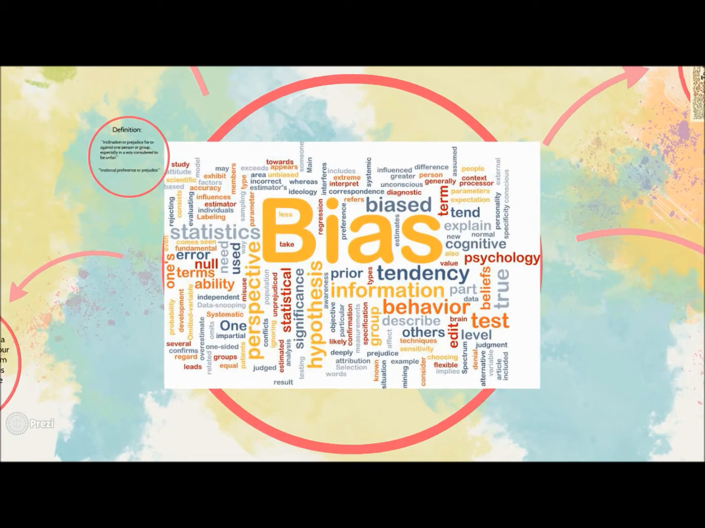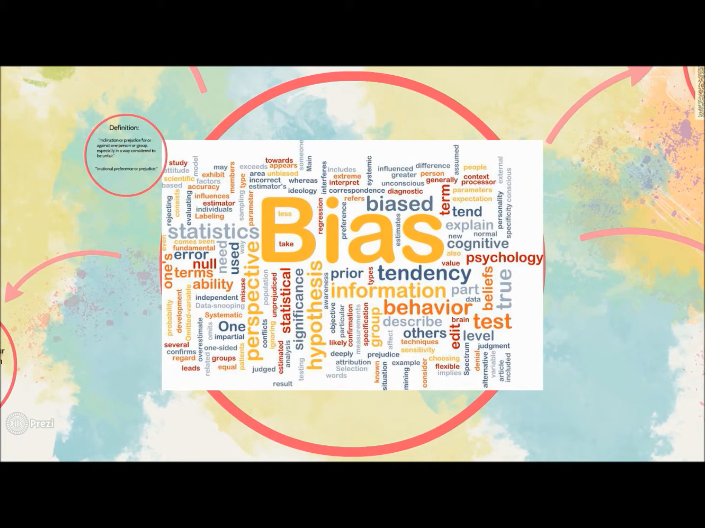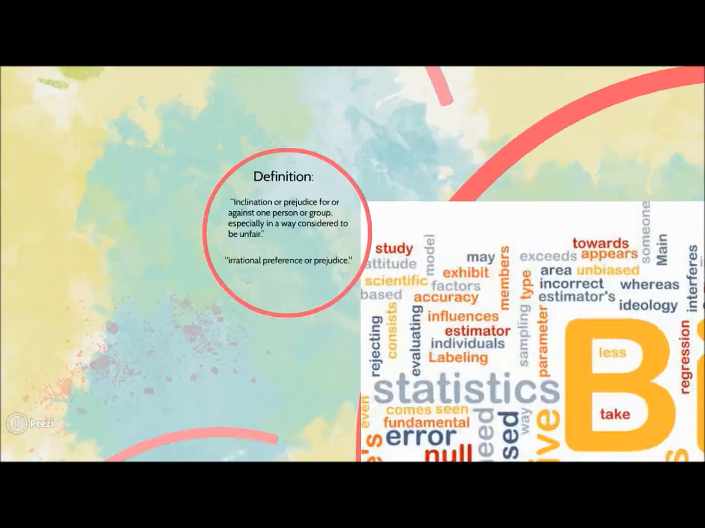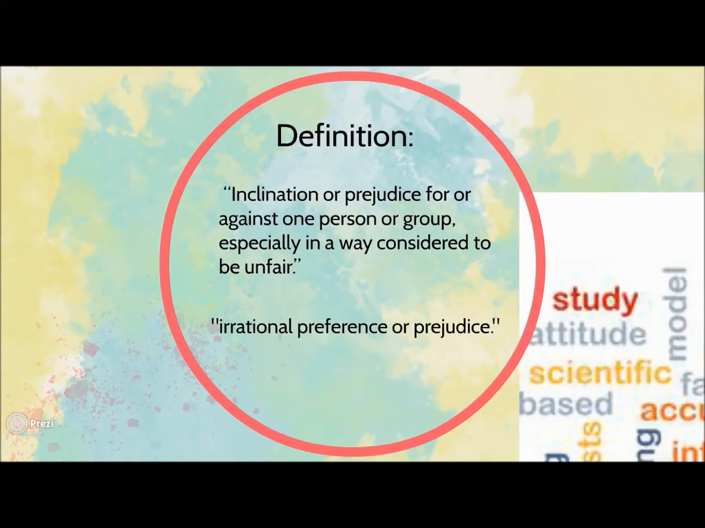First of all, let's look at what bias actually is. The Oxford Dictionary defines bias as being an inclination or prejudice for or against one person or a group, especially in a way considered to be unfair. The Collins English Dictionary defines bias as being an irrational preference or prejudice.